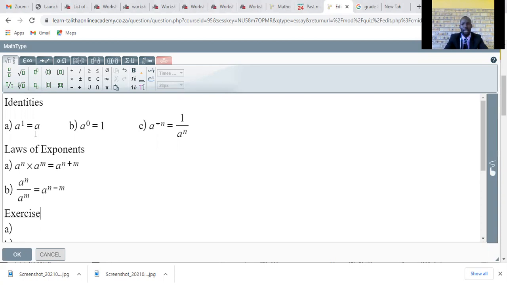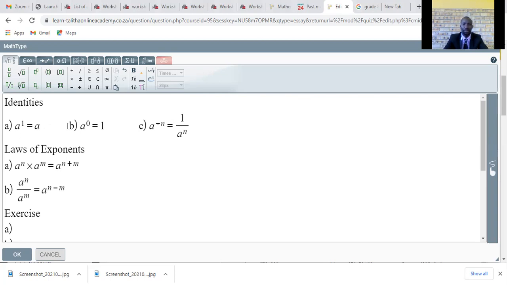Now notice that the reverse is true, meaning sometimes instead of writing a number, we would like to write it with an exponent of 1, depending on exactly the kind of calculation we are dealing with. So for example, 5 is the same as 5 with exponent 1. 8 is the same as 8 with exponent 1, like that, like that, like that.